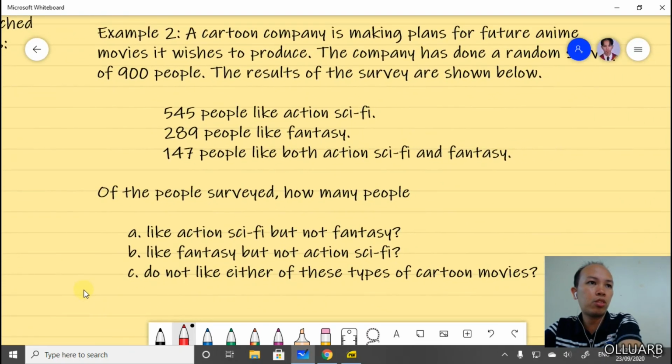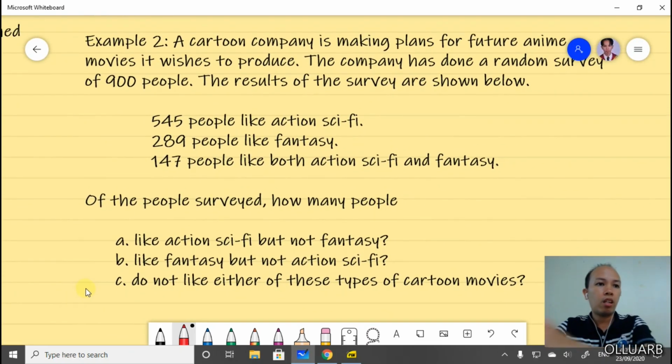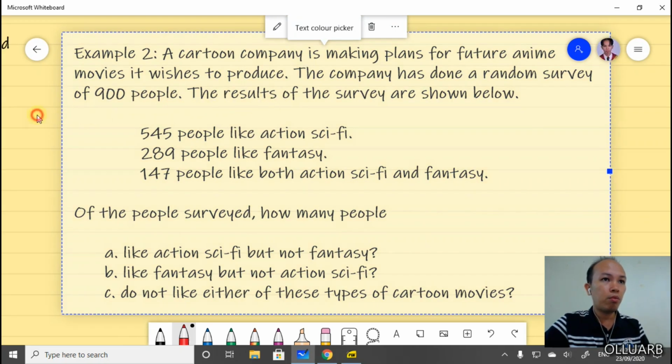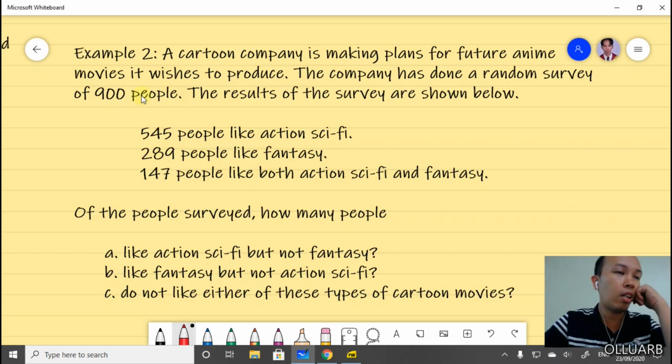Okay, for the next question, it says here, a cartoon company is making plans for future anime movies it wishes to produce. The company has done a random survey of 900 people. The results of this survey are shown below. So as you have noticed here, unlike example number 1, the problem put a value of 900 people. In the previous example, it doesn't look that way.